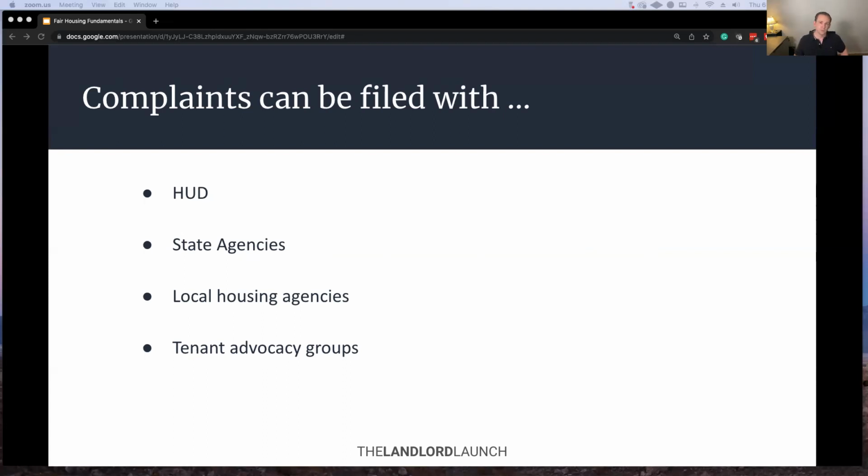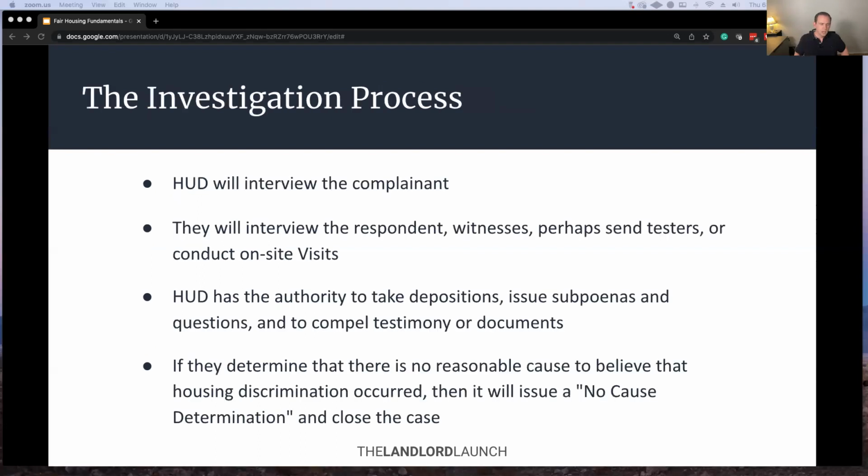Now, the tenant advocacy groups may go out and try to gather evidence and find situations that demonstrate that a landlord is in violation of discrimination, but ultimately the complaint and the determination will come from HUD. So the steps on this: HUD will contact everybody involved. They'll interview. Maybe they'll send testers. Maybe they'll conduct on-site visits.